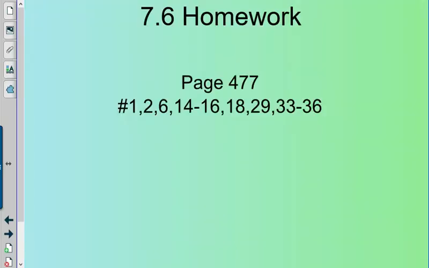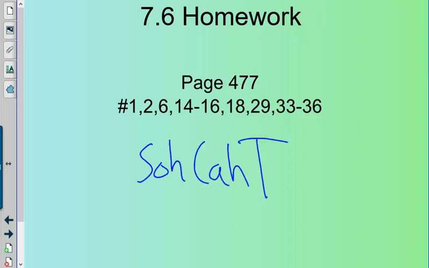A thing that you can remember is SOHCAHTOA. This will help you. Sine is opposite over hypotenuse. Cosine is adjacent over hypotenuse. Tangent is opposite over adjacent. So that acronym may help you.